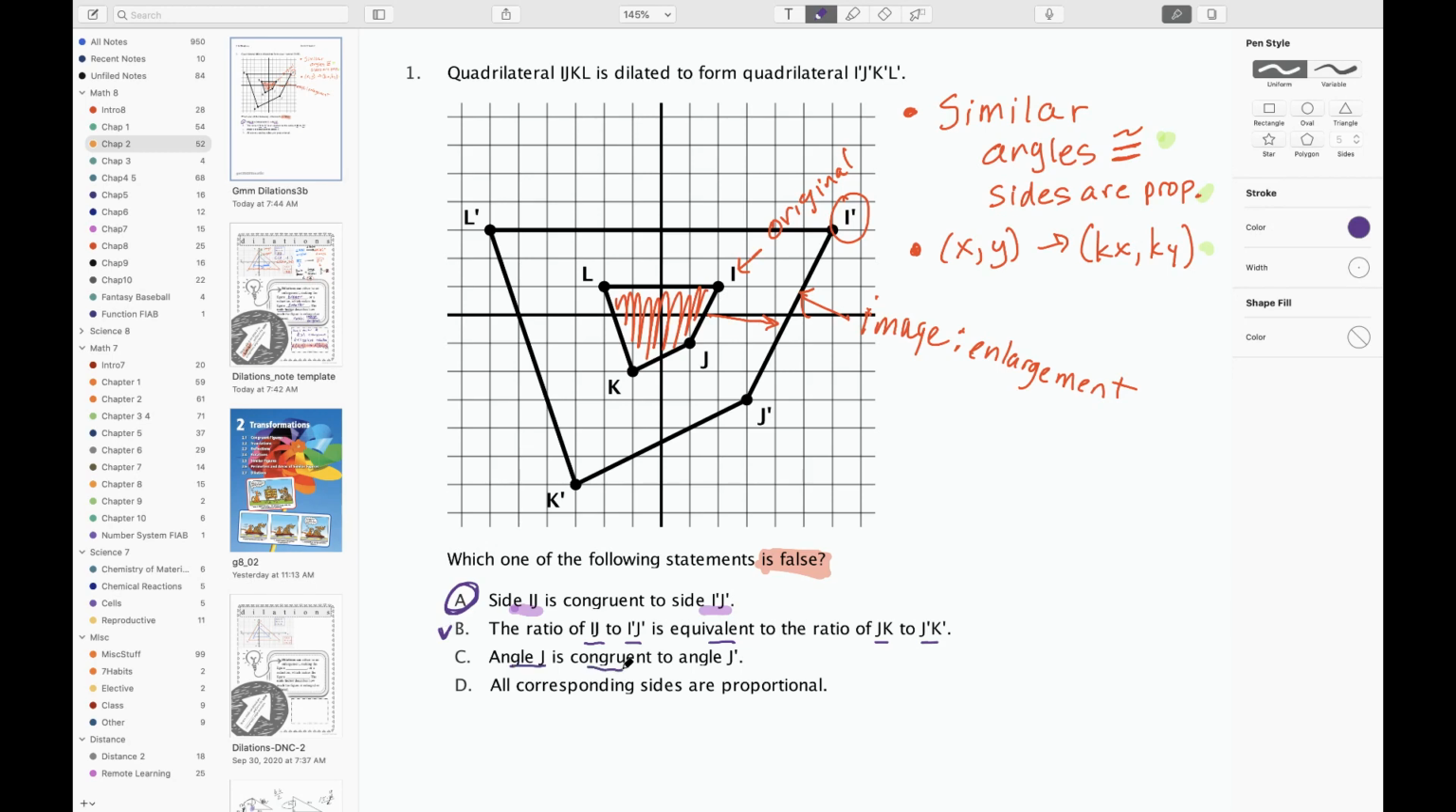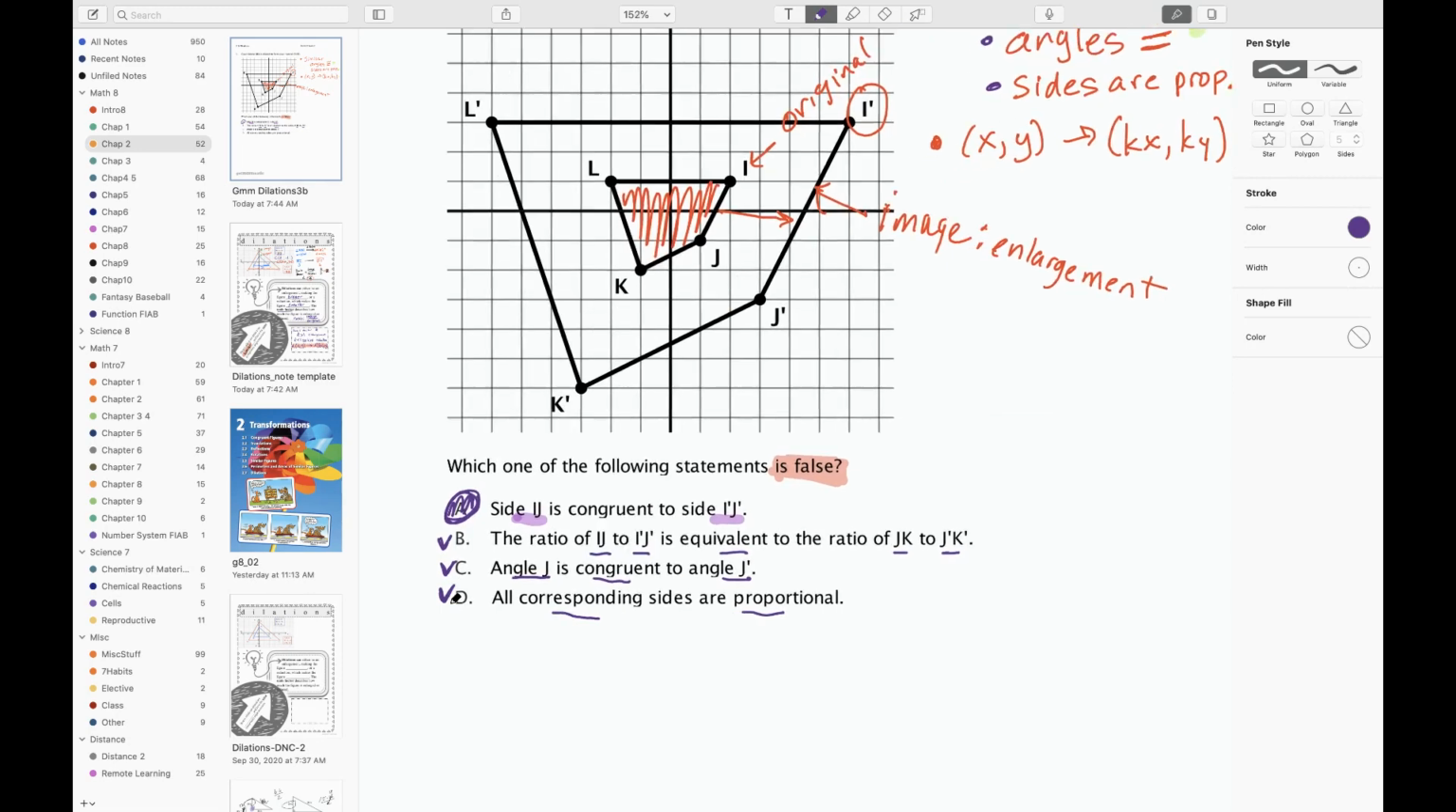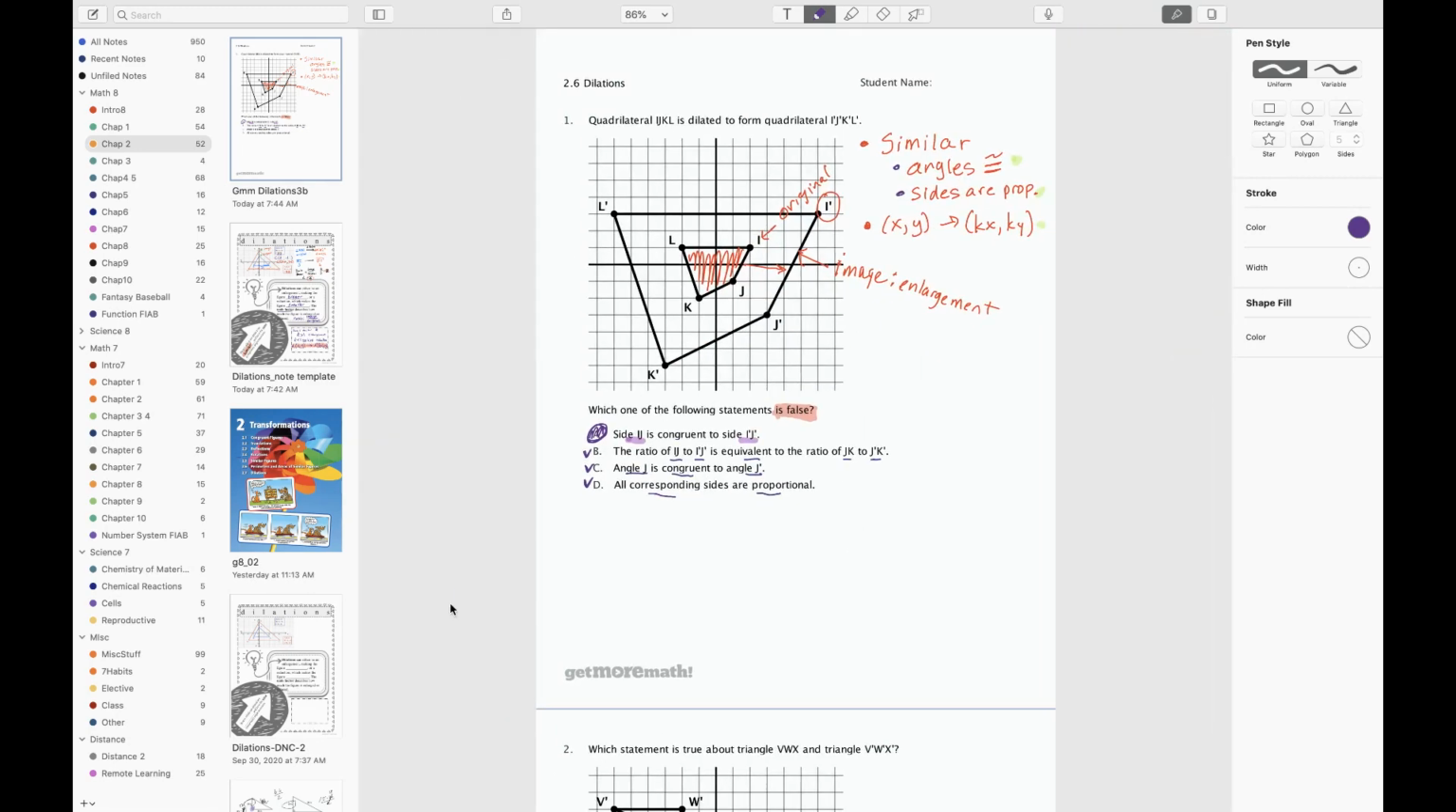Angle J is congruent to angle J prime. Yes, we've already determined that the angles are going to be congruent. All corresponding sides are proportional. Yes, that's part of the similarity, right? So we know that's true. We are looking for false. So A is going to be our false answer here. Okay. And so we take all the things that we know about this and we apply that.